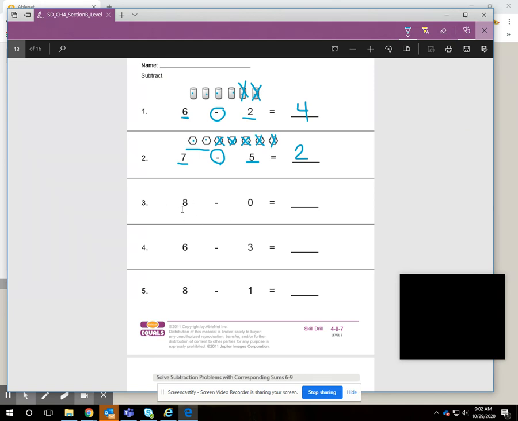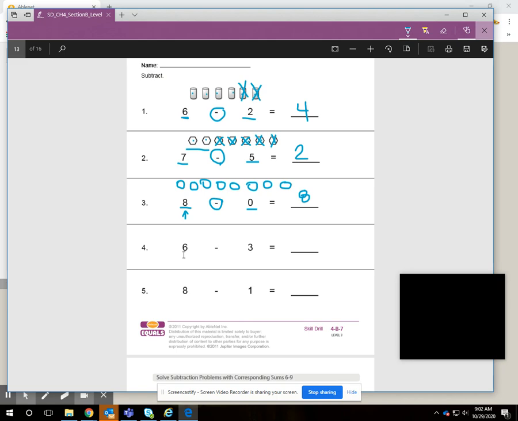So we're starting with number 8 in this equation. 8 minus 0 equals how many? Okay, so I'm going to do some circles. Ready? 1, 2, 3, 4, 5, 6, 7, and 8. And I'm going to take away 0. Well, 0, that means that I'm not going to take away any of them. So how many will I have left? Well, I have my full amount of 8 still left. So my answer is 8.